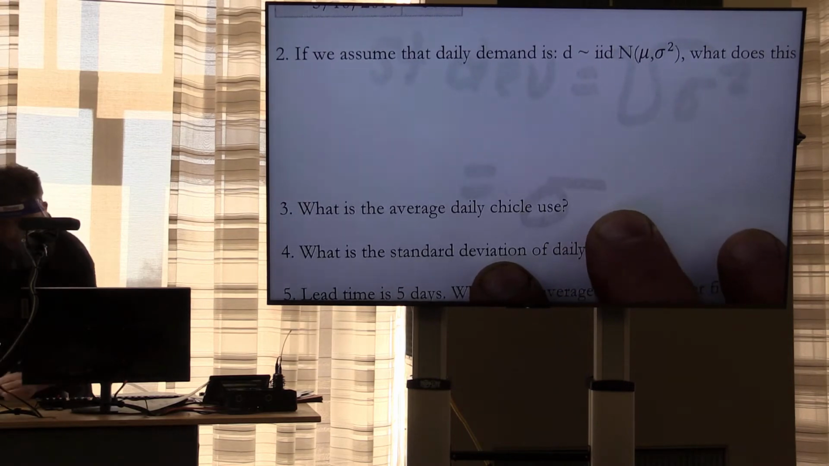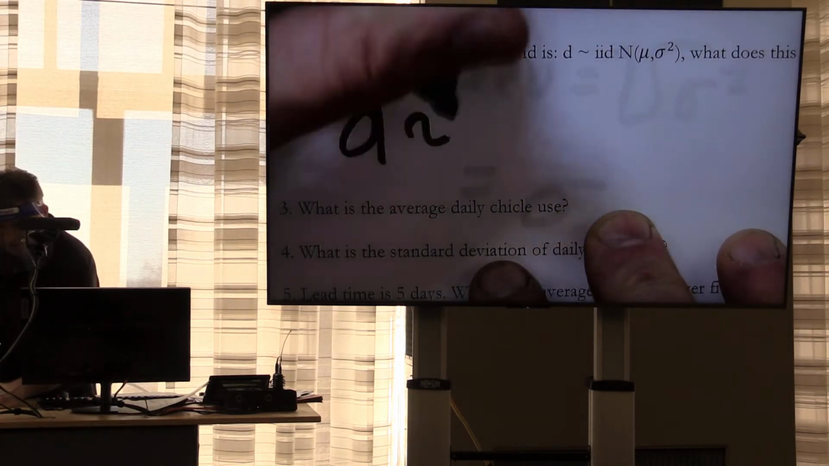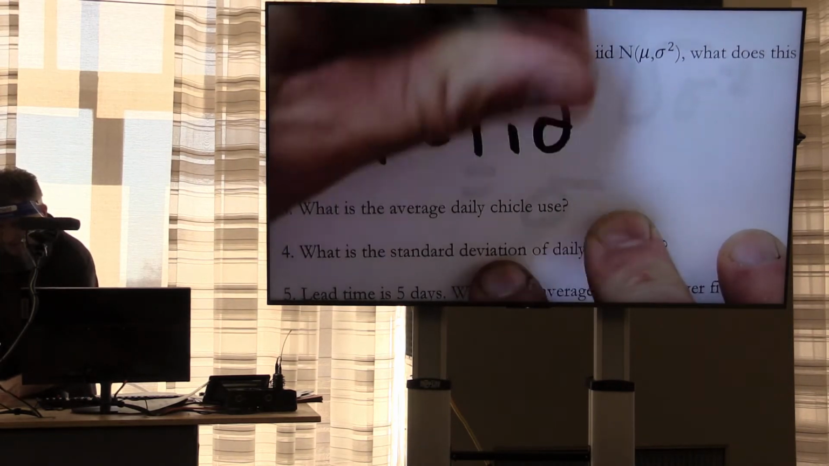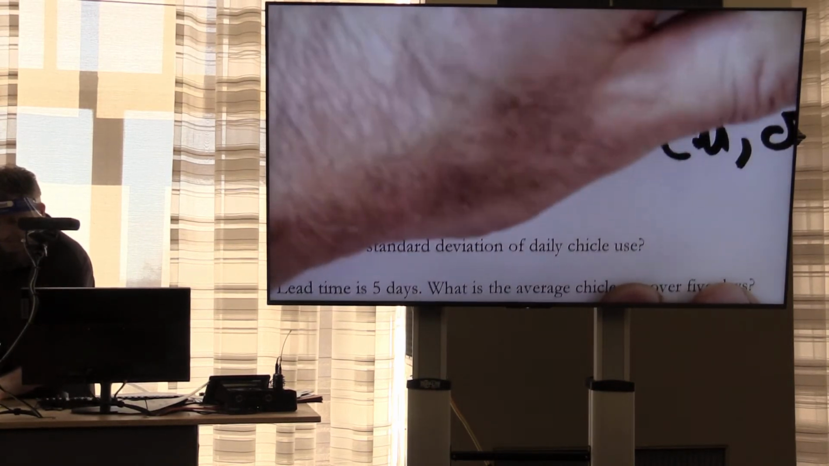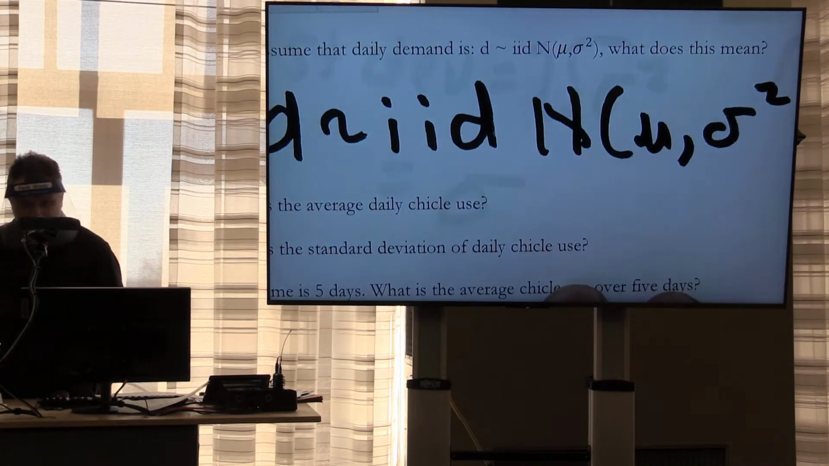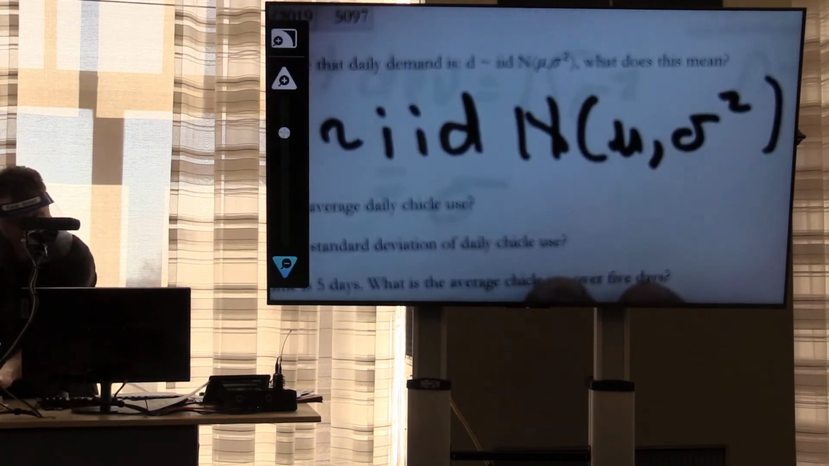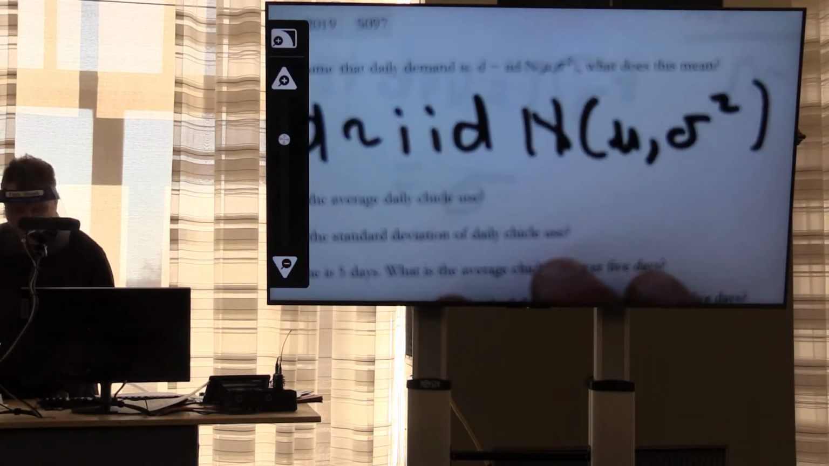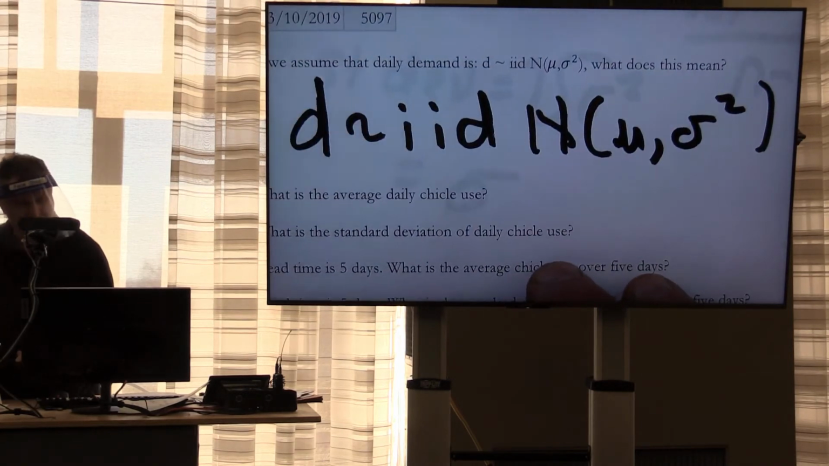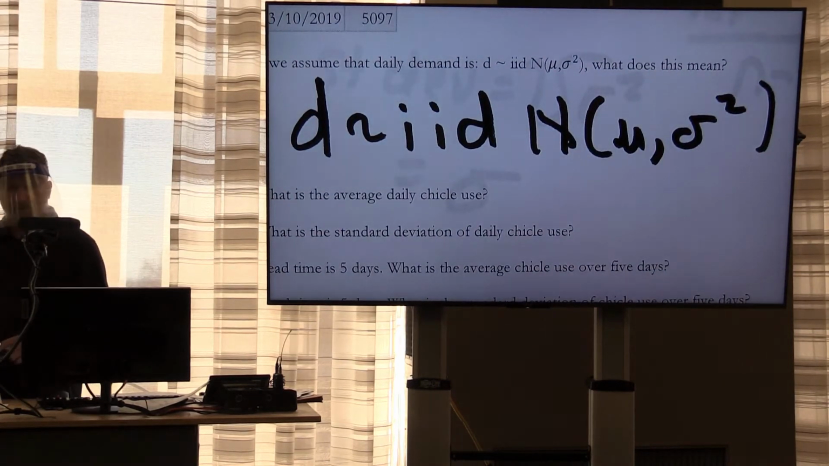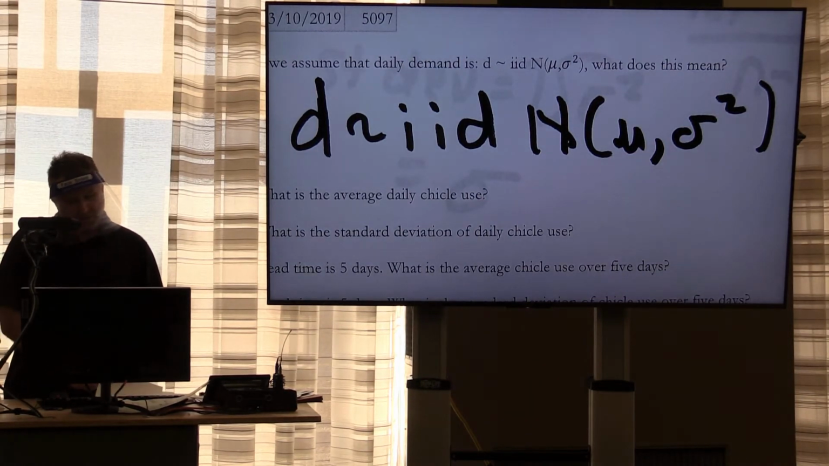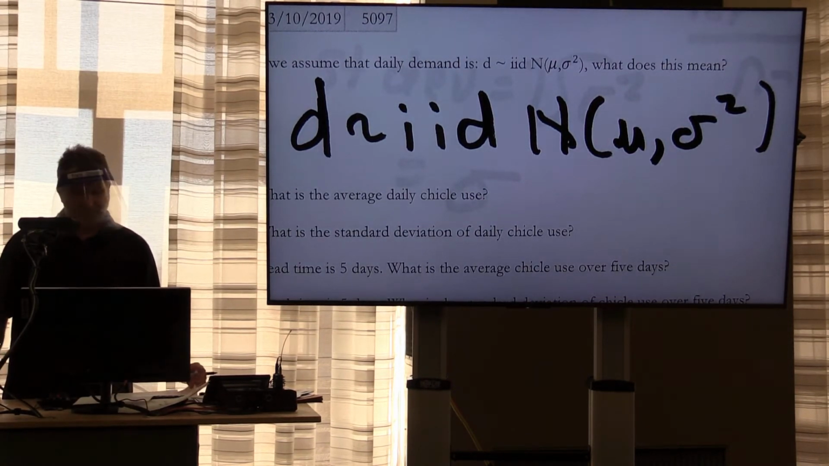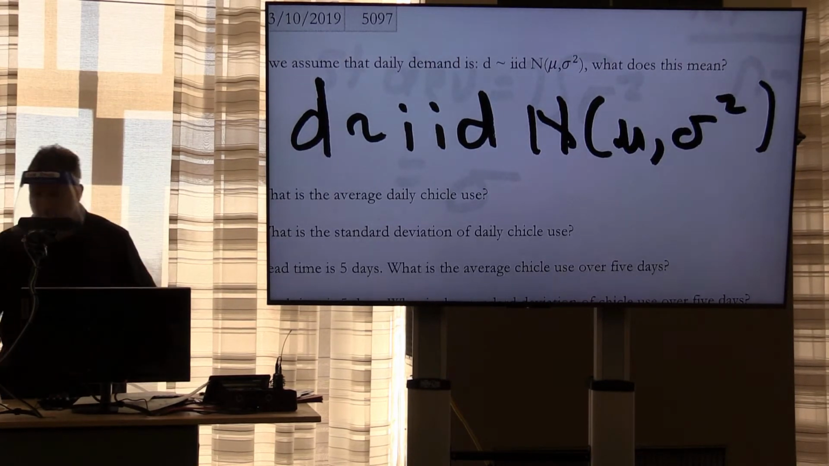In number 2, it says demand is distributed IID normally. You may or may not have seen that kind of notation before. It's fine if you have, because I want to tell you what it is now. So we're going to be answering number 2, what does it mean?